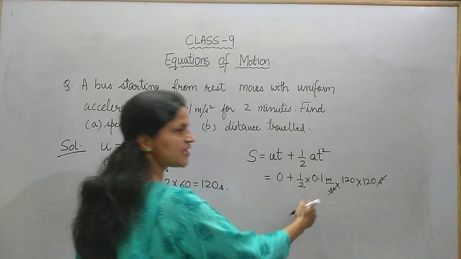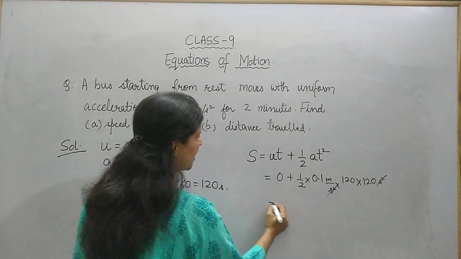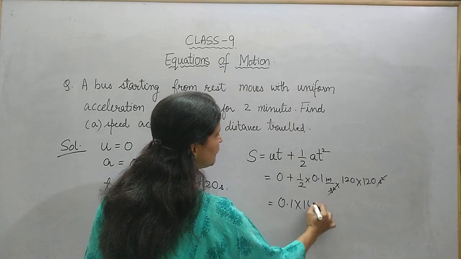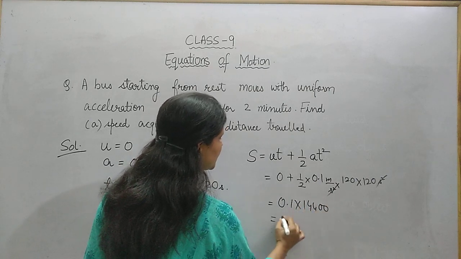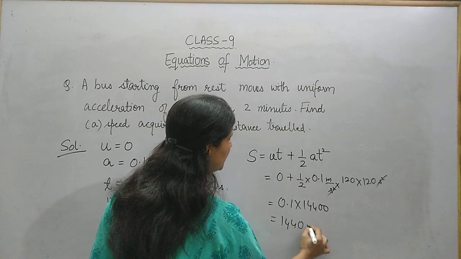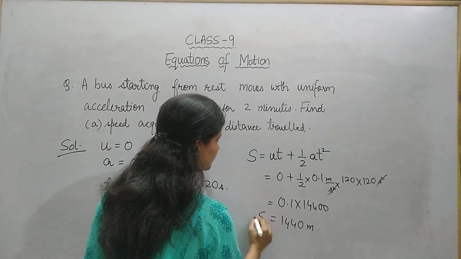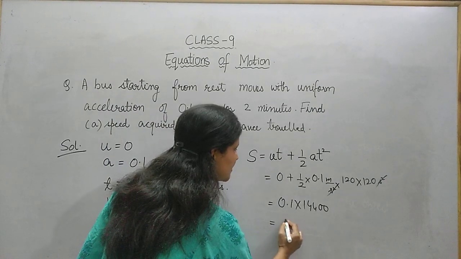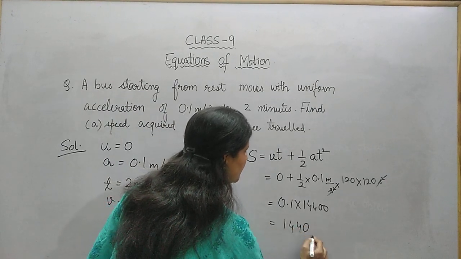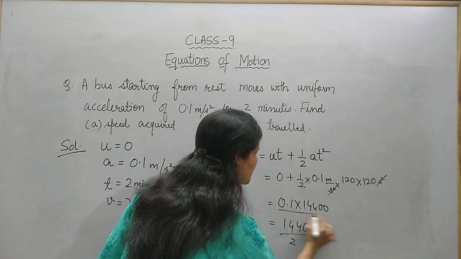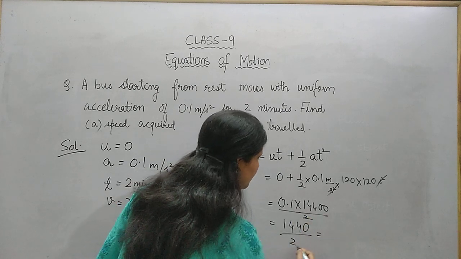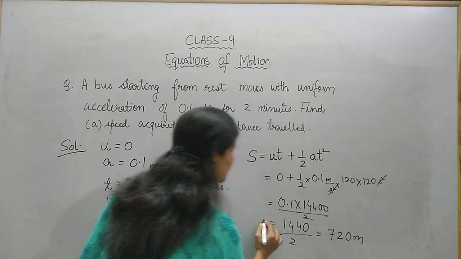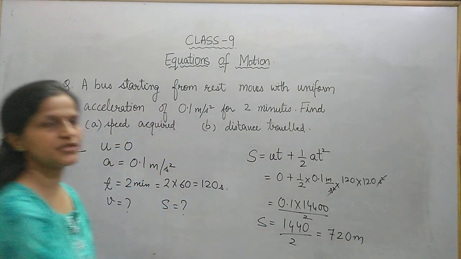So this second square is also cancelled from the units and the term comes out 0.1 into 14400, which means it is 1440 meters. In meters in SI system we are getting this value here. Sorry, it is 1440 upon 2. 2 is also there. So this value reduces to 720 meters. So this is the displacement that we are getting in this question.